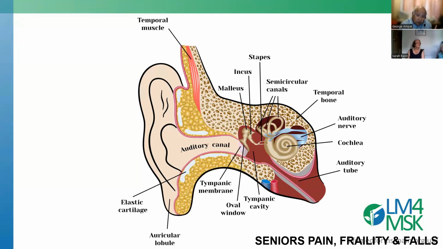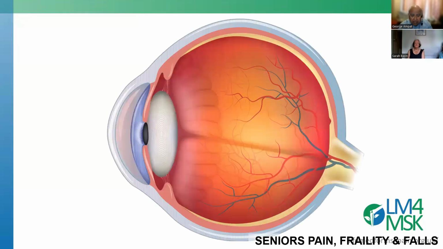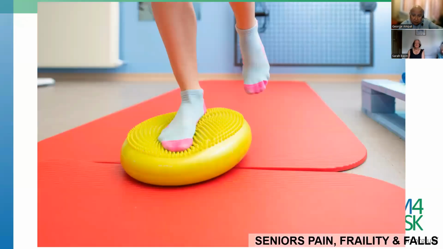So suddenly if you're falling, the fluid in the tubes moves around, the hairs move in a particular way, and that's how we know we are going to one side or the other side. So balance comes from the ears. Balance also comes from the eye. The eye sees what's happening around, so it gives feedback whether we are falling or not falling.